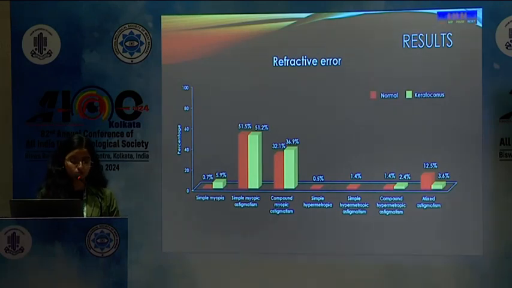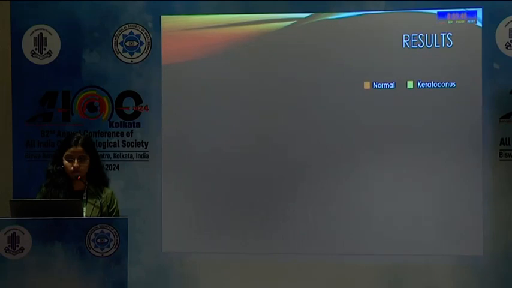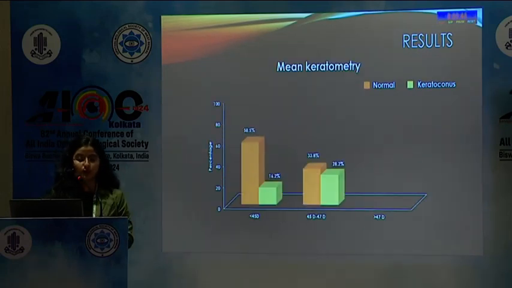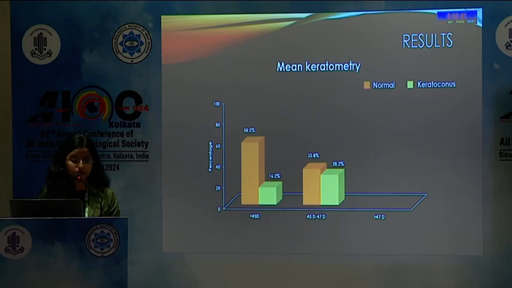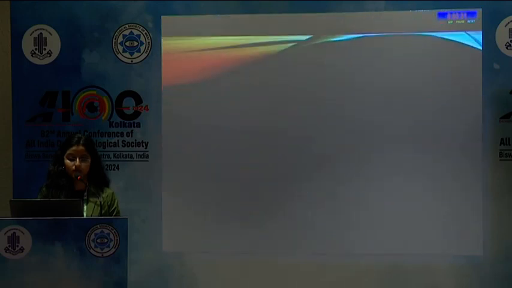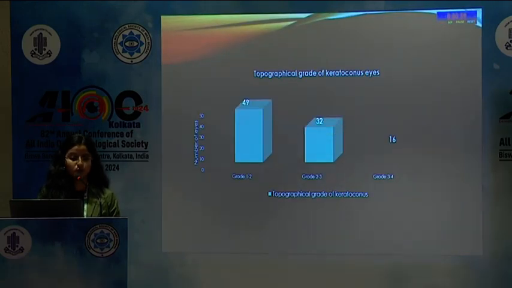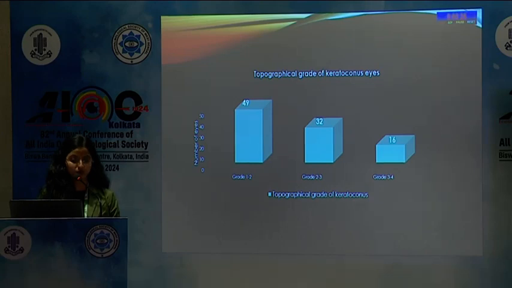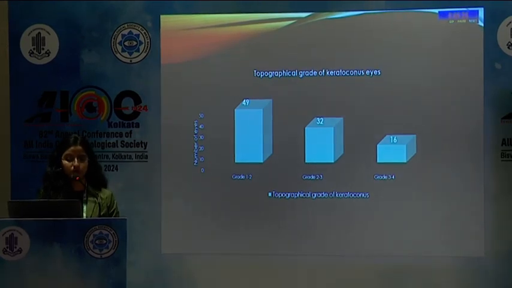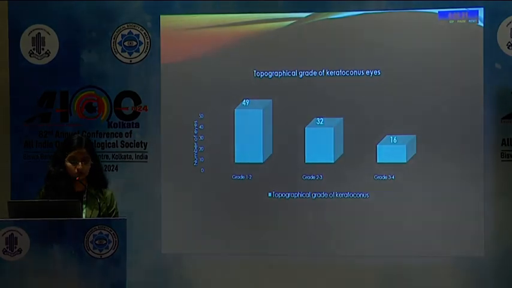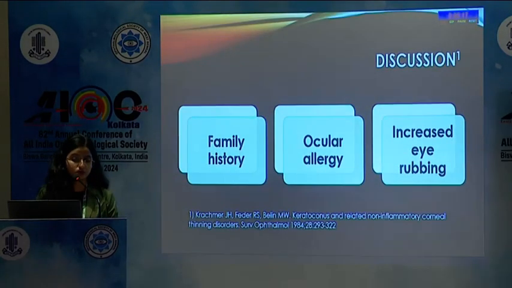Simple myopic astigmatism was the most common refractive error among the normal as well as the keratoconus group, followed by the compound myopic astigmatism. Among the normal population, 58.5% had keratometric readings of less than 45 diopters, whereas in the keratoconus group, 55.6% had more than 47 diopters keratometric readings. We were able to diagnose early keratoconus in 49 eyes, moderate keratoconus in 32 eyes, and advanced keratoconus in 16 eyes with the help of the screening criteria on the basis of topography.